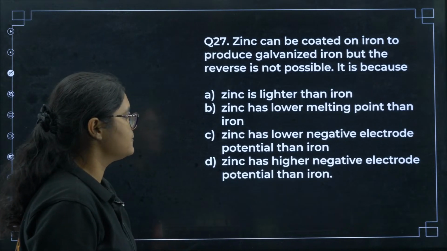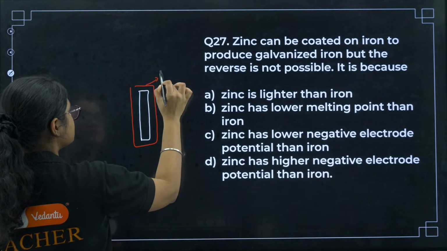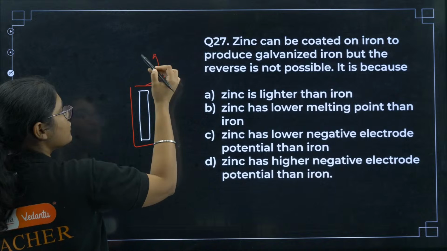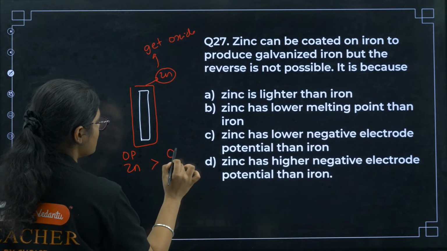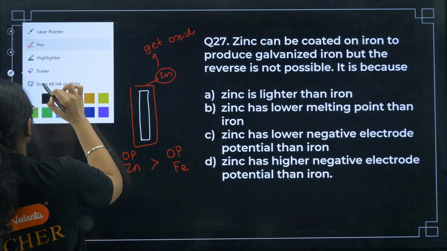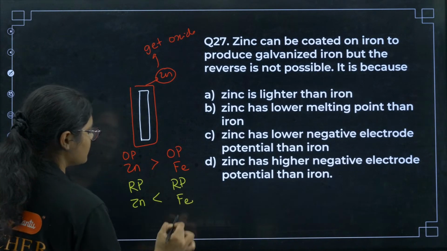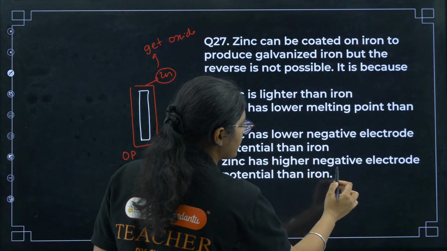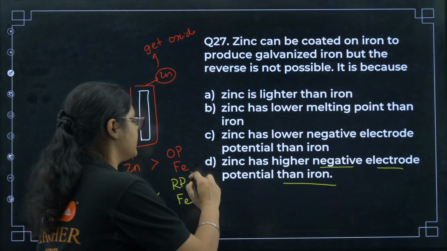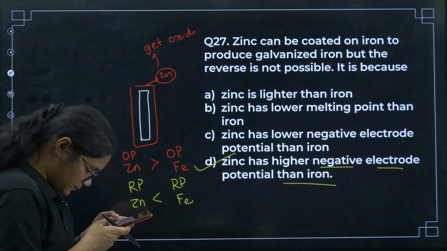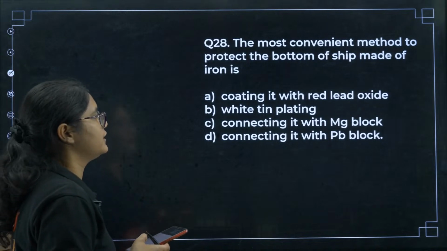Let's see who is giving me the correct answer. If we have an iron rod and we are coating it with zinc, why are we doing that? Because zinc has more tendency to get oxidized. The oxidation potential of zinc is more than the oxidation potential of iron. In other words, the reduction potential of zinc is less than the reduction potential of iron. So zinc has a higher negative electrode potential than iron. Zinc has more negative reduction potential than iron, so option number D here. 27D is the correct answer.